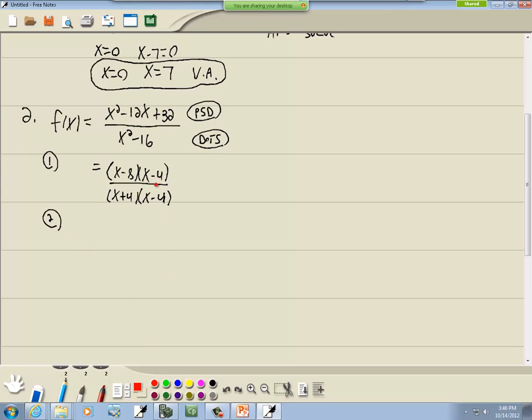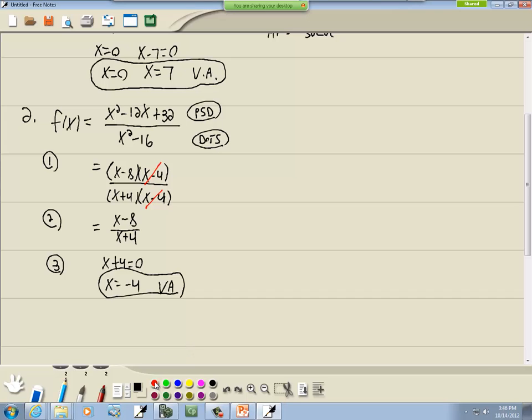Step 2, cancel if possible. Well, they both have an x minus 4, so x minus 4 is going to cancel. And we've got x minus 8 over x plus 4. Step 3, set your denominator equal to 0 and solve. So we've got x plus 4 is equal to 0, and we get x is equal to negative 4. And that's our vertical asymptote.